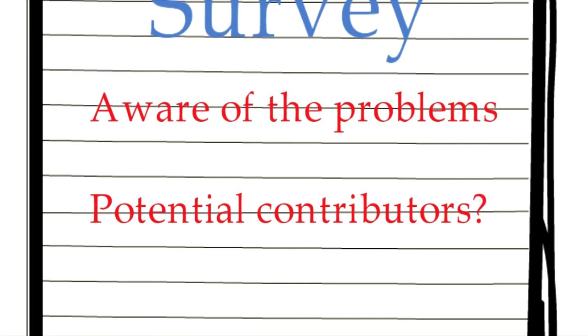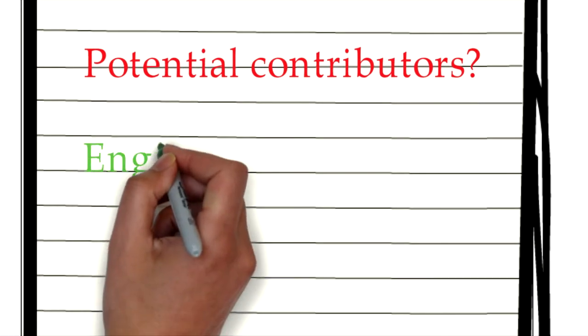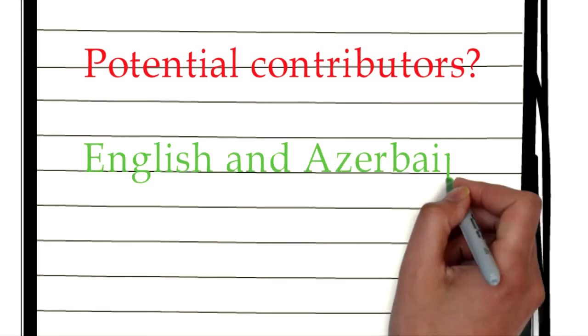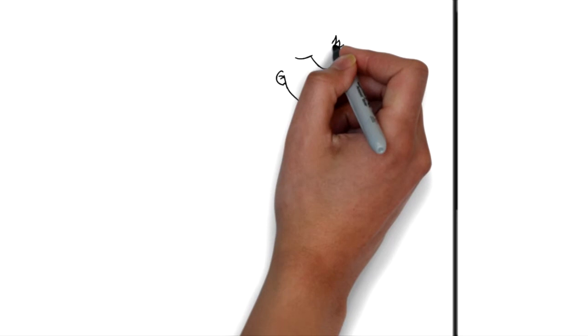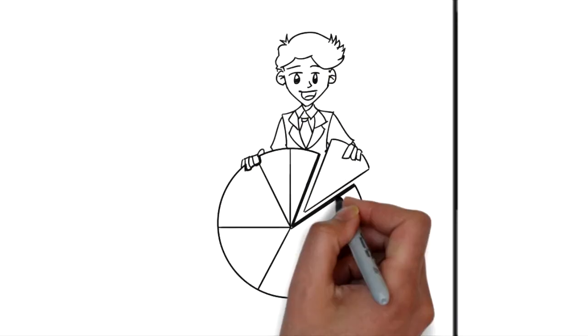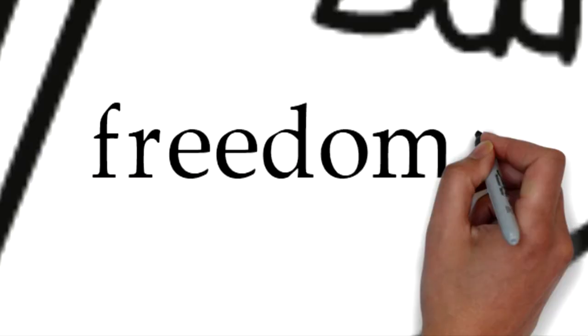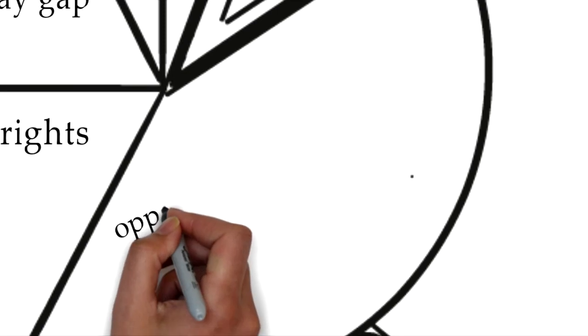In general, the survey was conducted in English and Azerbaijani. There are 10 questions that ask about different aspects of gender equality in the labor market. It gathers information about the gender pay gap, equal rights and freedoms, and opportunities to succeed in life.